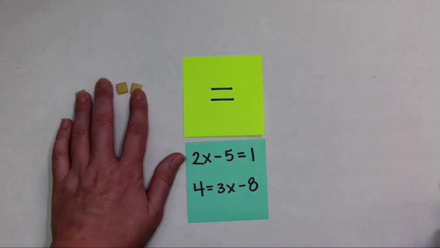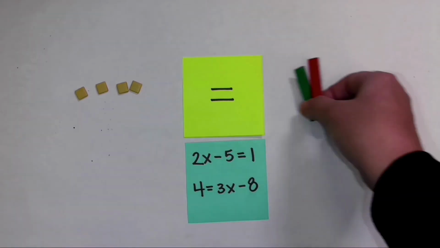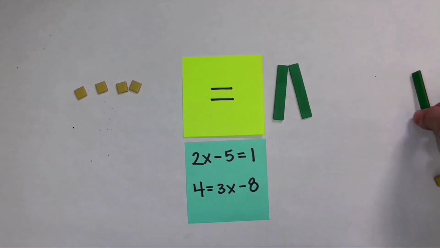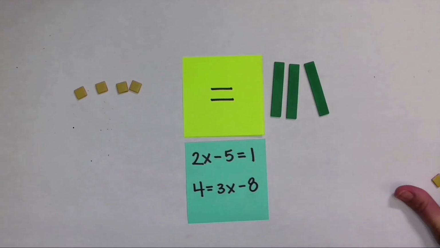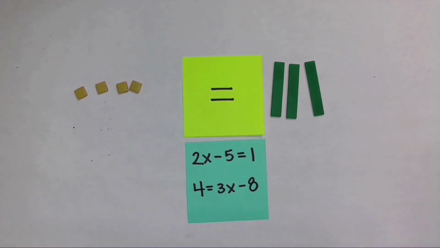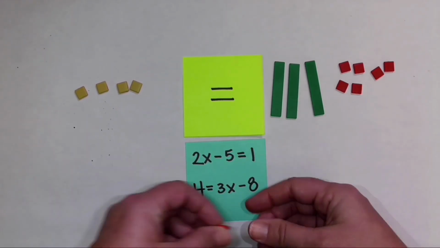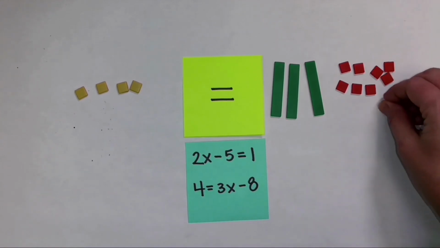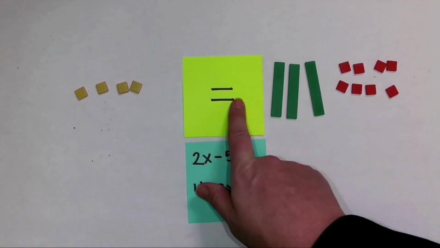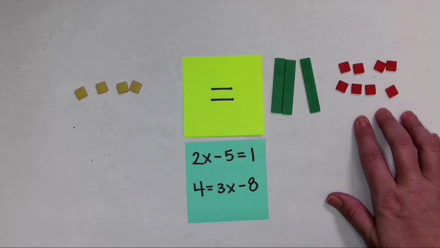Now for my next problem, I'm going to set this up as 4. So I'll go ahead and get my positive 4 there, equals 3x, and I'll use the green side of my x manipulative there, and then minus 8. That means I'm going to show 8 units, and I'm going to use the red side there. So we have 4 equals 3x minus 8.